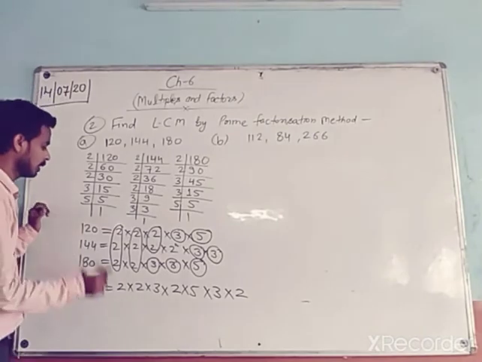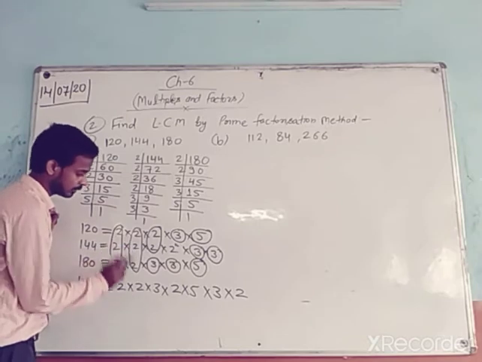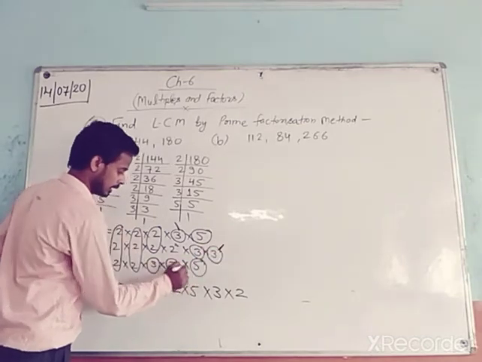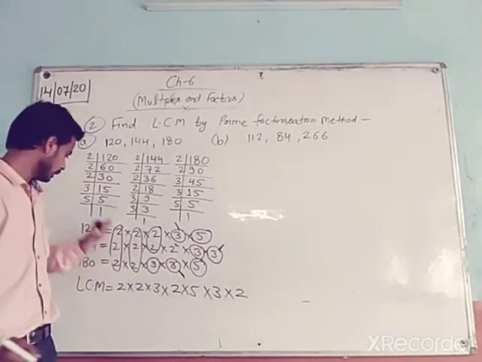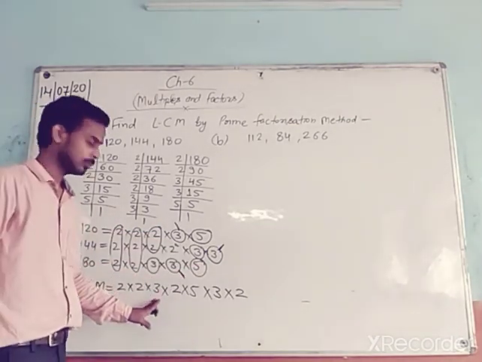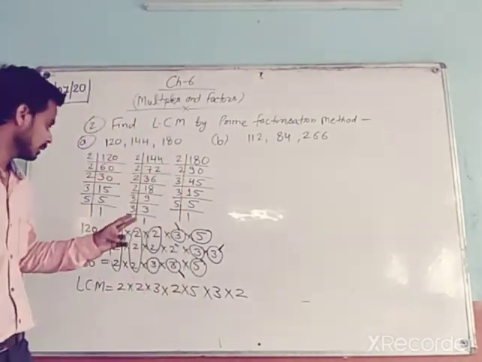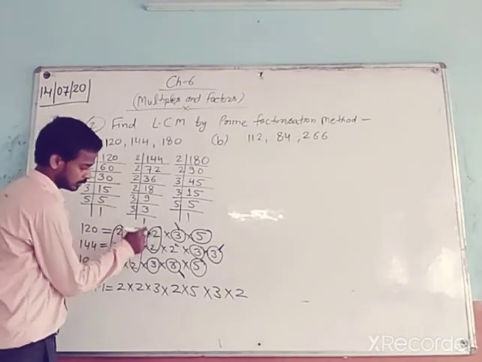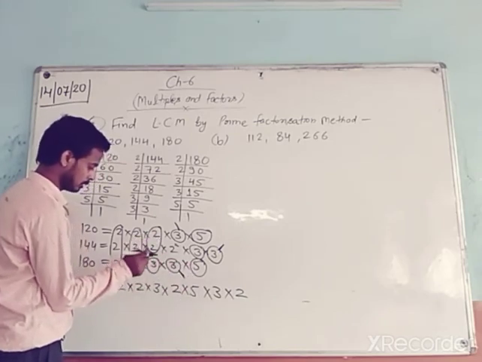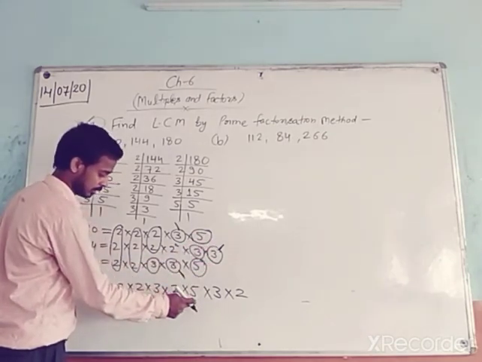See again. First of all, take common numbers. 2 is common, write one time. Again 2 is common, write one time. See this 3 is common in 120, 144 and 180. 3, 3 and 3, that is why write one time. Then take the number which is more than one time. Okay? See 1 and 2 common, write it one time. Then 2 is also common, so 2 is common again. Then 5 is here and here also, so I have 5.